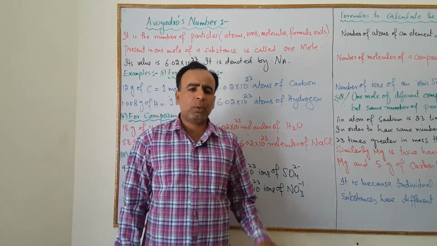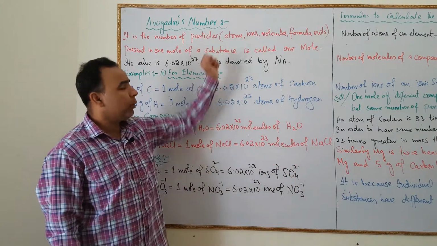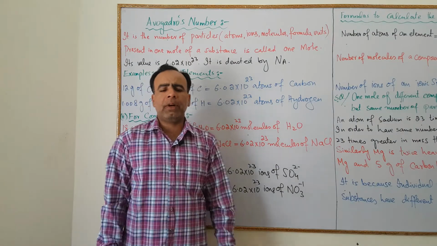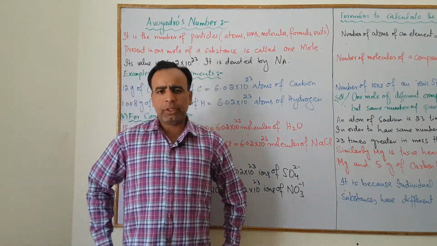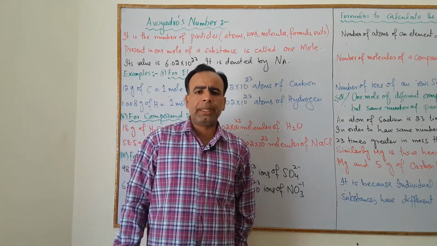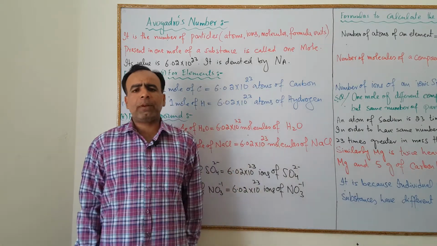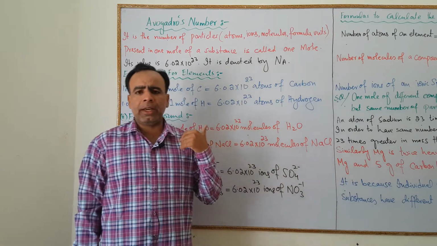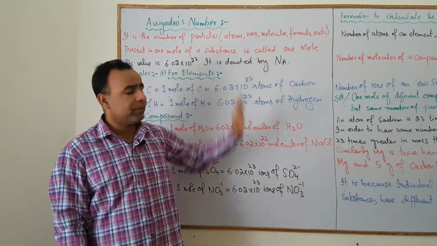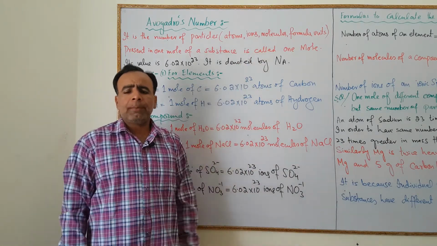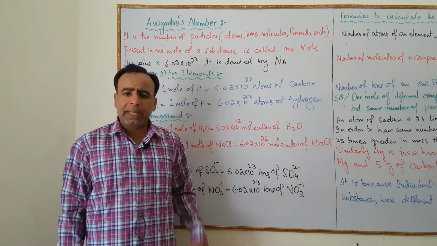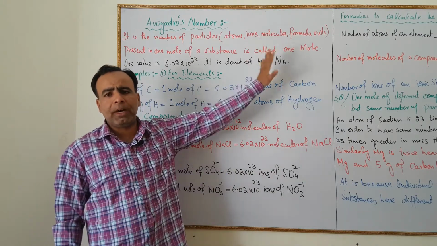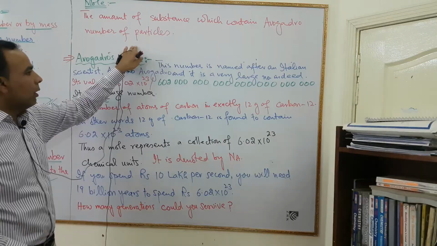The topic of today's presentation is Avogadro's number, chapter number 1, first year chemistry. It's an extremely important topic from the paper point of view and from the chemistry point of view, because with the help of this conceptual topic we can solve many numerical problems.